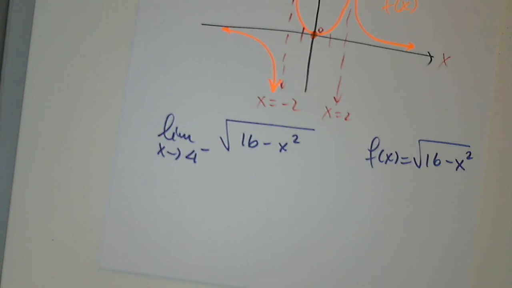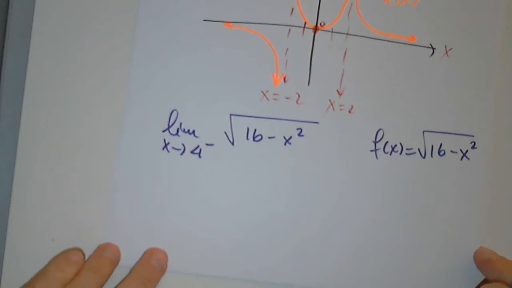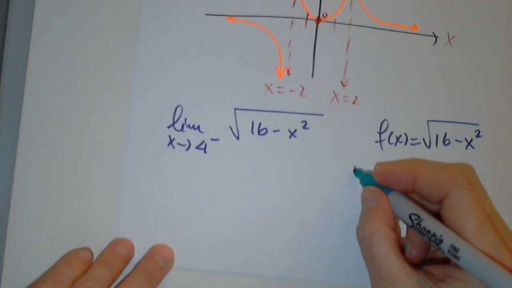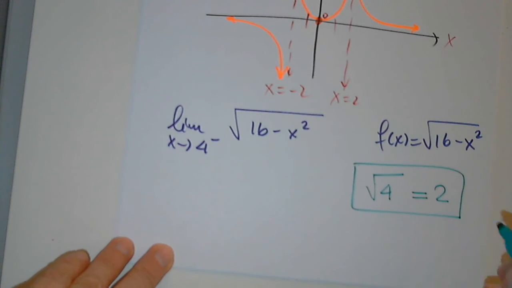It's a very good question. Don't forget, I just want to say something. The square root of 4 is only 2, nothing else.